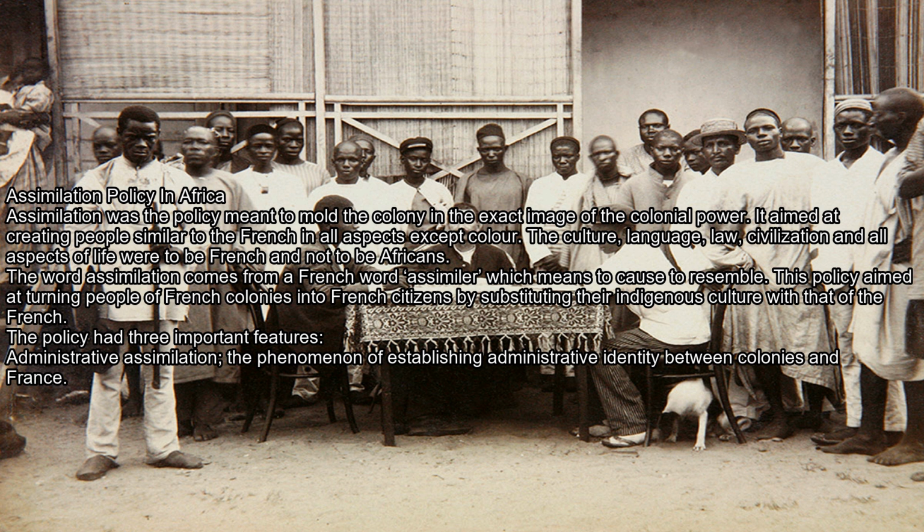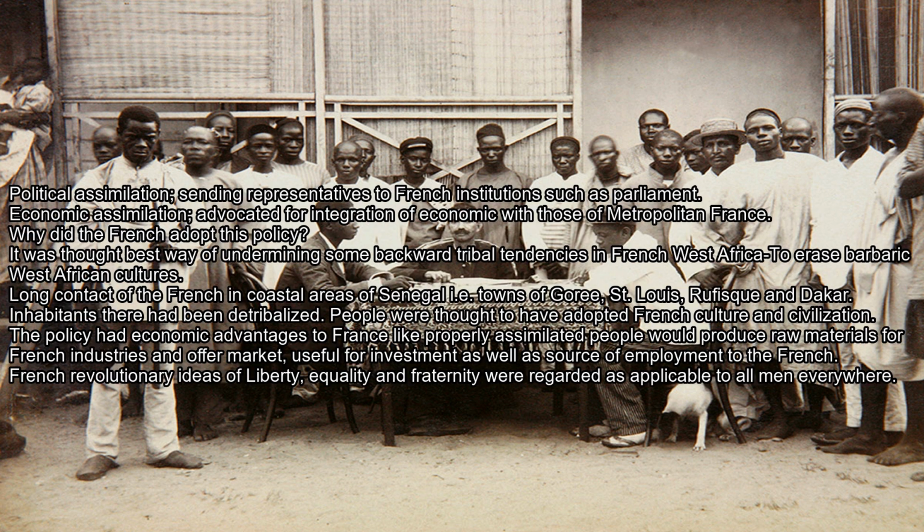This policy aimed at turning people of French colonies into French citizens by substituting their indigenous culture with that of the French. The policy had three important features. Administrative assimilation, the phenomenon of establishing administrative identity between colonies and France. Political assimilation, sending representatives to French institutions such as Parliament. Economic assimilation, which advocated for integration of colonial economies with that of metropolitan France.